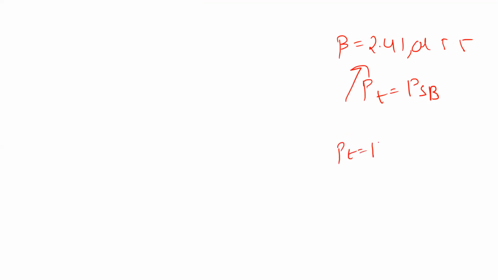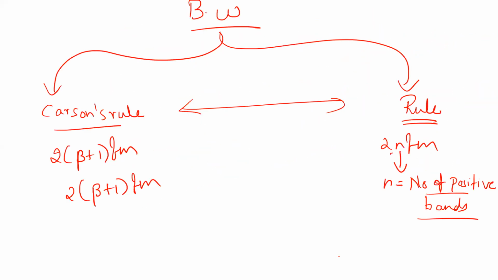Let me write this over here. When your beta value is specifically 2.41 or 5.5, anything, your total power PT is equal to PSB. But for any other value except this, my PT is equal to PC, which is Ac square by 2. I hope that is clear.